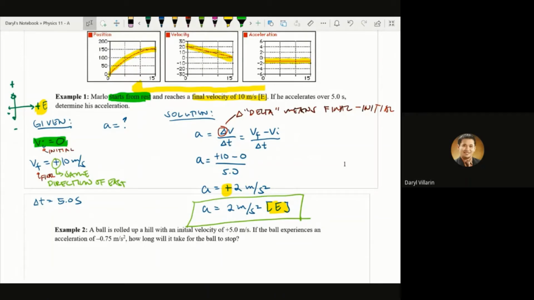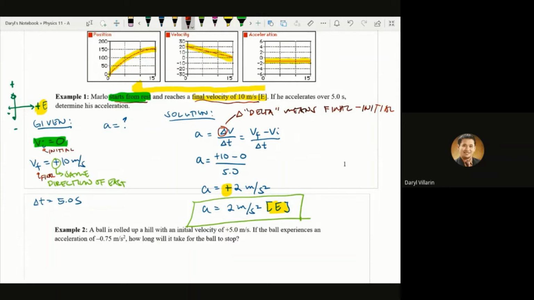That's why it's very specific. From the start itself, it's very important for you to know where your final and initial are. Because if you interchange them here, you can get a negative value, and that's not the right direction of your acceleration.